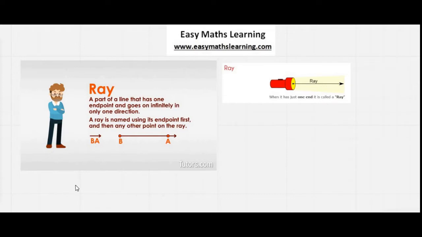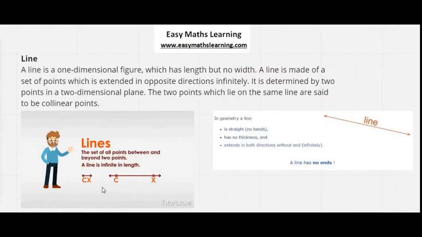Next, we are going to learn lines and line segments. So let's move on to the next topic. What is a line? By definition, a line is a one-dimensional figure which has length but no width. A line is made up of a set of points which is extended in opposite directions infinitely. That means it extends in both directions infinitely. It is determined by 2 points in a two-dimensional plane.